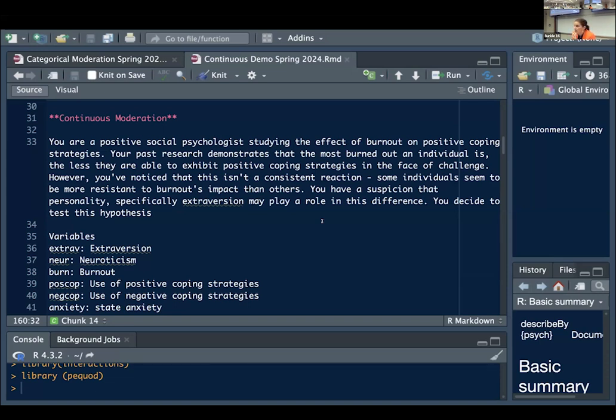So what's our moderator? It's extroversion specifically. So this is not a categorical. We're not looking at introvert versus extrovert. We're looking at level of extroversion. And we're looking at whether the level of extroversion moderates or changes the relationship between burnout and positive coping.